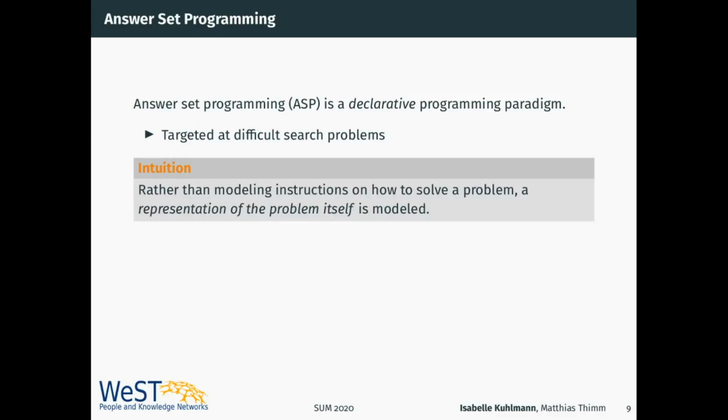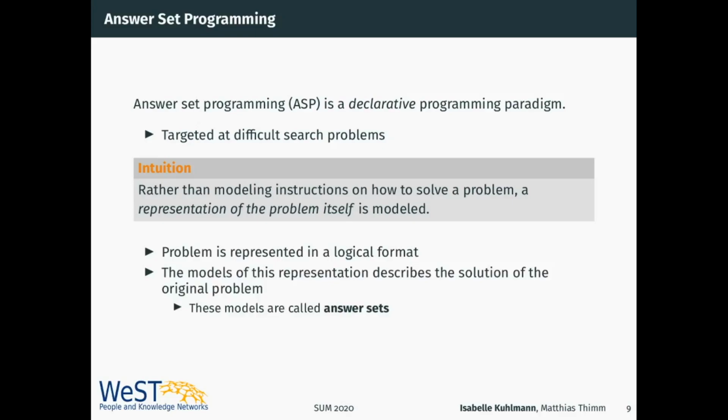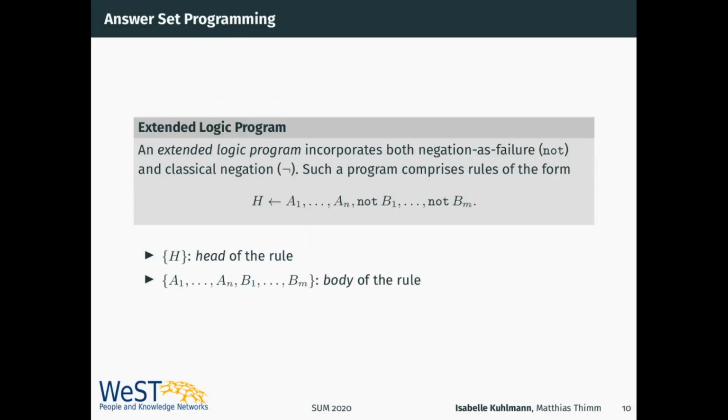What this means is that instead of modeling instructions on how to solve a problem, we model a representation of the problem itself. More specifically, we present our problem in a logical format. And the models of this representation then describe the solution of the original problem. And these models are called answer sets.